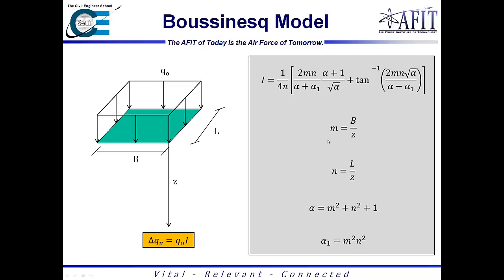And so M and N are basically just ratios of the width and the length over the actual depth of it, and then alpha is just ratios of the M and N products, and then when you plug it in, you actually wind up with an influence factor. And so this influence factor gets directly multiplied by Q naught to get the change in vertical stress or vertical pressure underneath the corner. So there are other methods out there.